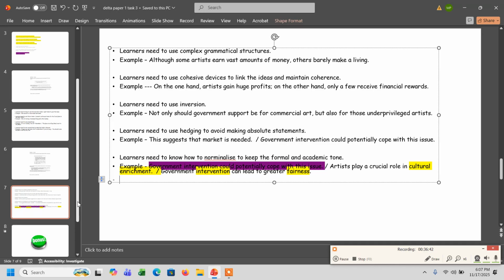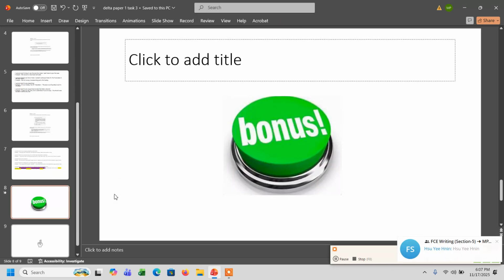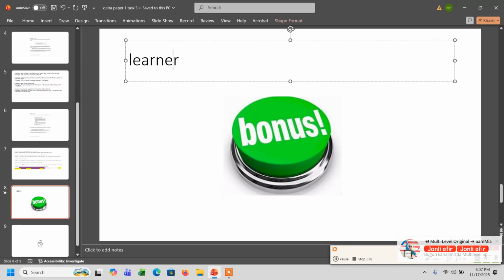Okay, so wait, what else can we say? Well, for the time being, I have run out of ideas. So as usual, I would like to give you some bonus. You saw how I picked features that were driven by the task instructions. You need to know the learner's level.